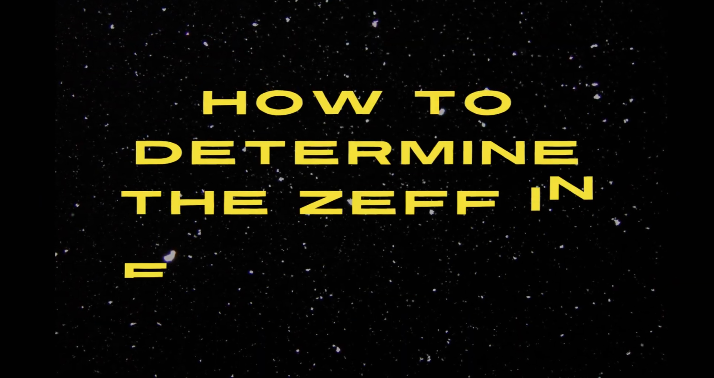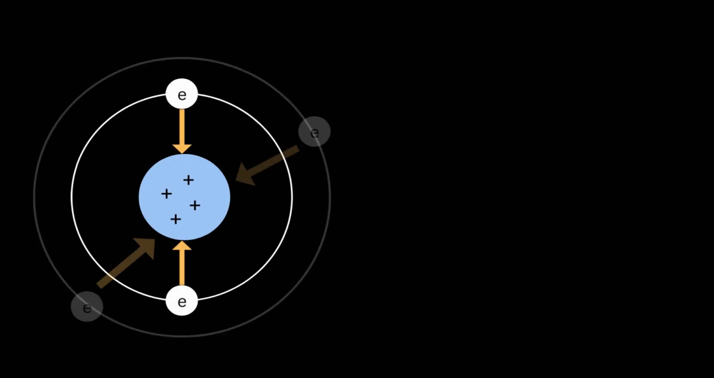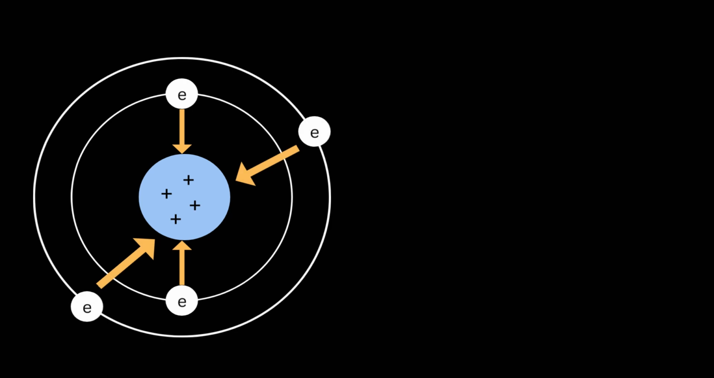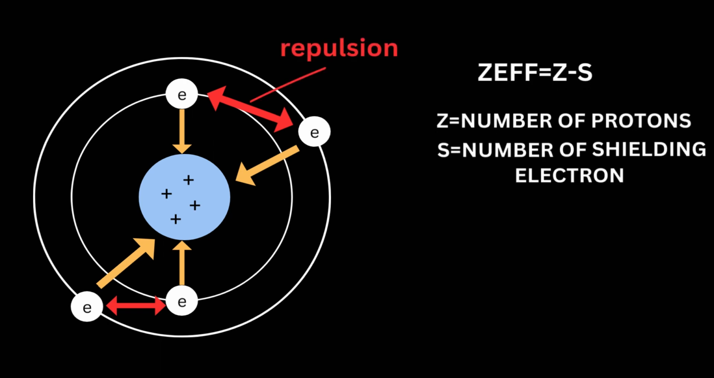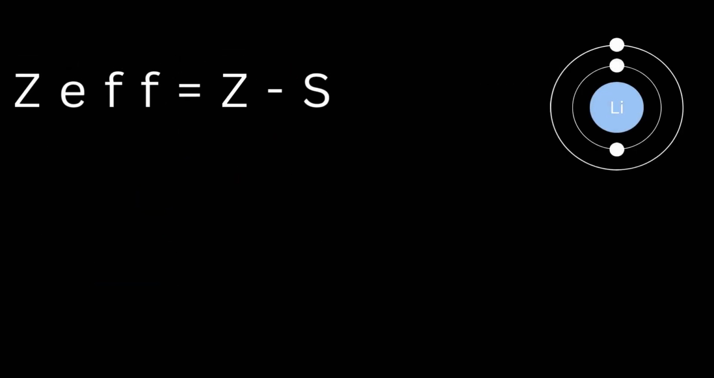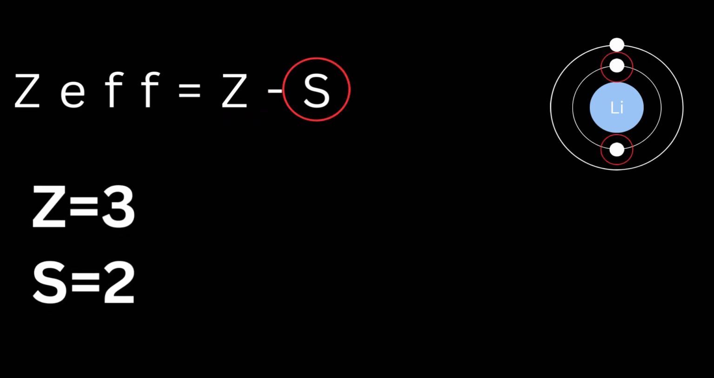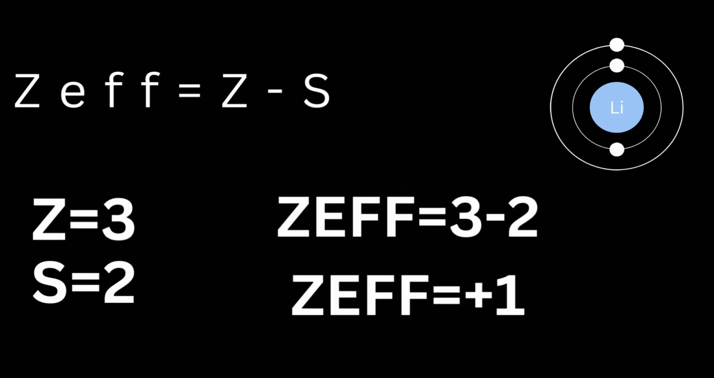Now we will go through how to determine the Z in each atom. As we know, the negative charge of the electron will be attracted to the positive charge of the nucleus. But when electrons from other orbits exist, it will be attracted, but at the same time it will be repelled by the core electrons, or electrons from the inner orbits. By this, we can conclude that Z equals the number of protons minus the shielding electrons. For example, the number of protons of lithium is 3 and the number of shielding electrons of lithium is 2. So, the net Z of lithium is positive 1.